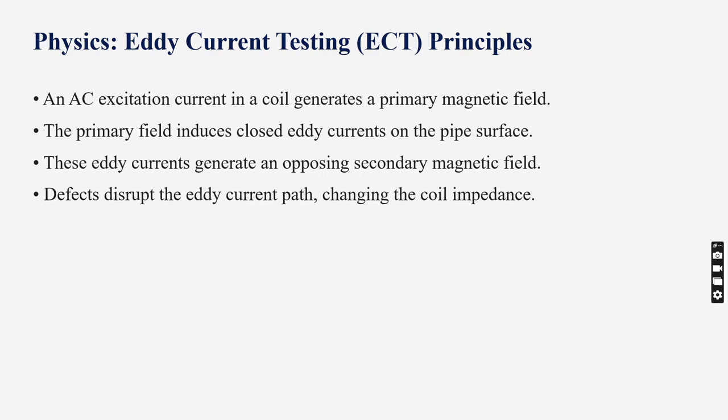Okay, when a crack is present, it breaks the conductive path, altering the electrical impedance of the coil, which we measure, and that's how we are detecting the cracks in the pipe.